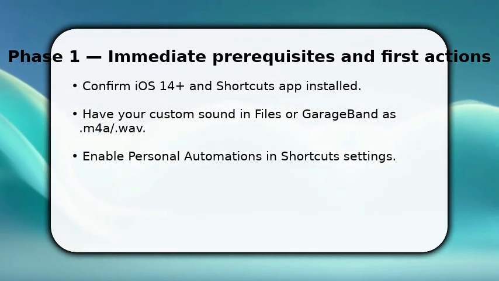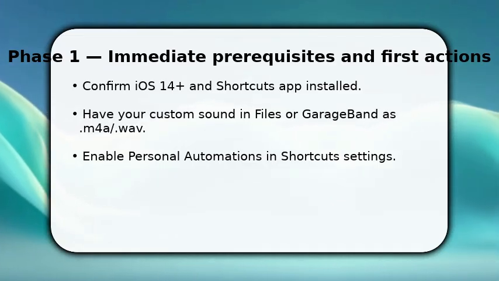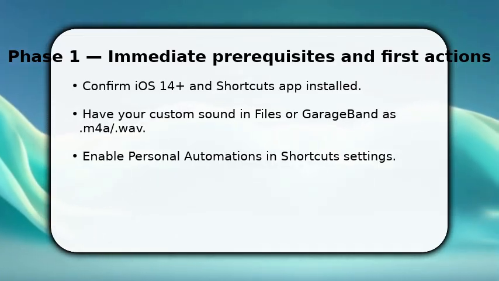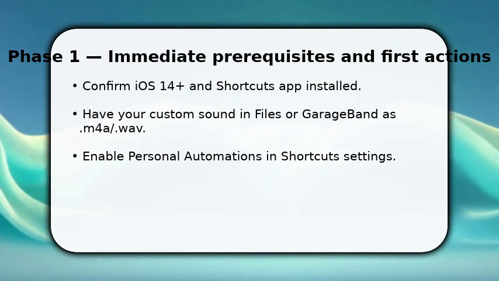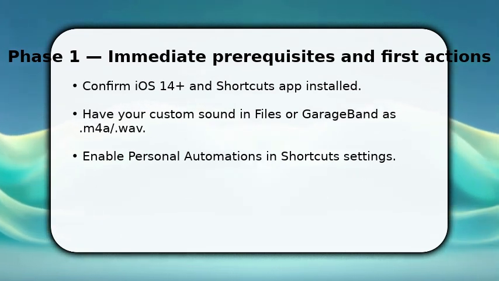Then open Shortcuts, tap Automation, and choose Create Personal Automation. Once there, select a trigger that represents locking the phone. We'll use a practical workaround in the next step.